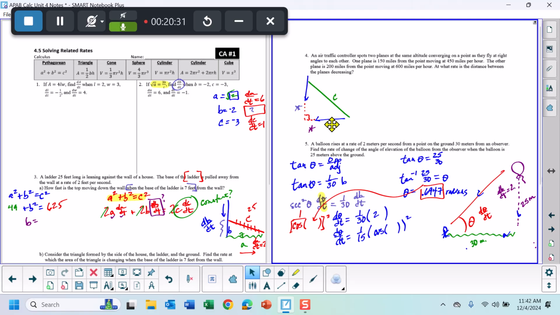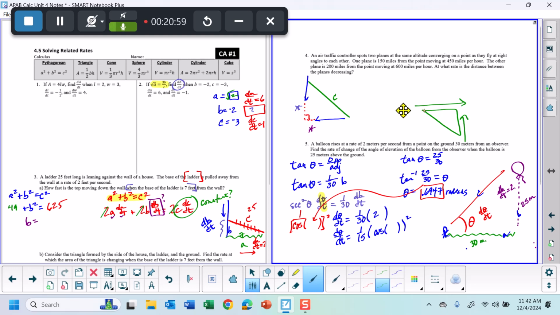But I can actually get away with drawing this diagram. If I wanted to do this, one airplane was going this way and this airplane was going this way, someone would argue that their rates are positive because they're moving in a positive direction. But if you look at the triangle that's created by these two airplanes, that triangle, as they fly closer and closer to each other, is shrinking. So because that's shrinking, their rates are going to be negative. Does that make sense to you?